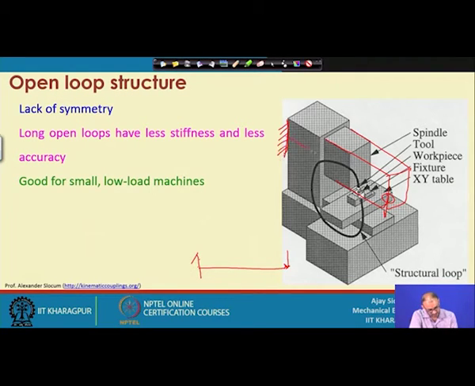So, this is the cantilever beam, and this is your fixed point, and this is your free end, and your cutting tool is attached at this location. So, your forces will move in this direction, because you are pushing, and the workpiece also resists that particular cutting action, then you are getting a force in this direction.